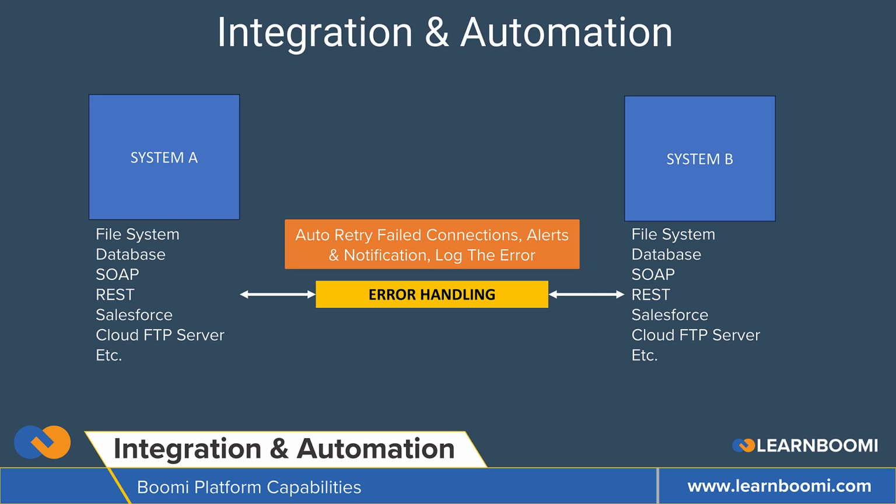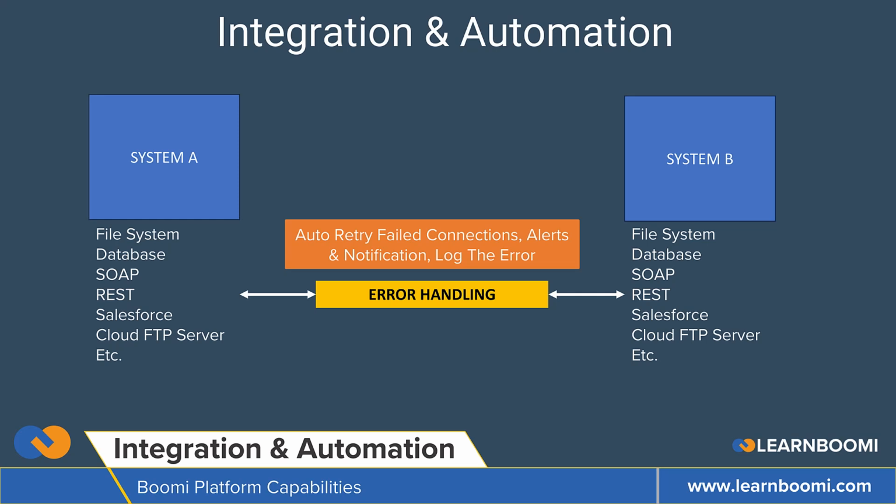Then you have alerts and notifications. If something fails, the right people must know immediately. So error handling can trigger email alerts, system notifications, dashboard warnings, messages to the operational teams. This ensures that issues are resolved quickly before they impact the business. Next is logging the error. Every failure must be captured and logged. This helps the team analyze what went wrong, review failure patterns, perform root cause analysis, and improve future integrations. Logs can also act as proof that the integration system is monitored and supportable.